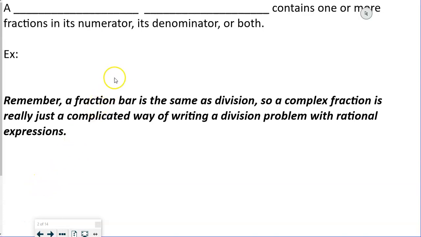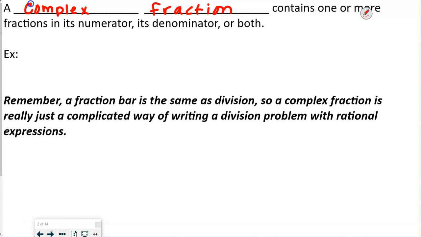So our first term here is a complex fraction. A complex fraction contains one or more fractions in its numerator, its denominator, or both. Okay, so let's talk about what we mean by that.